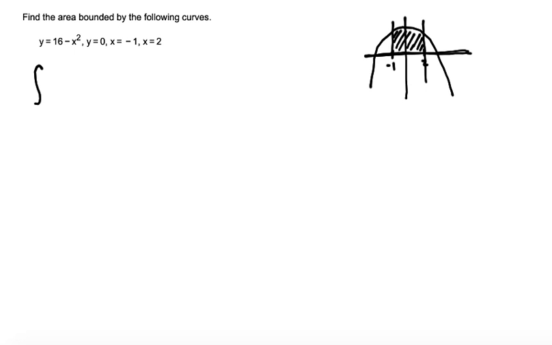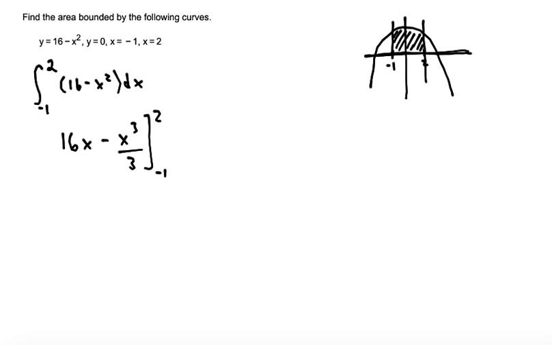So we're going to do the integral from the left hand x bound, which is -1, to the right hand x bound, which is 2, of 16 minus x squared dx. And that's our integral setup. We just have to take the integral from here. And that gives us 16x minus x cubed over 3, evaluated from -1 to 2.